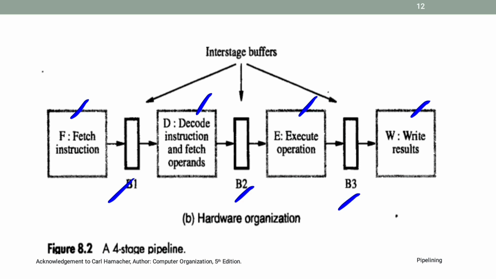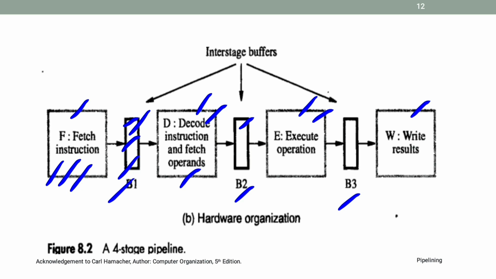So during first clock cycle, first instruction is fetched and it is kept in buffer B1. So during second clock cycle, decode unit will take the first instruction from buffer B1. At the same time, the fetch unit will fetch the second instruction. During third clock cycle, whatever decoded instruction which is stored in B2, that is given for execution. Then second instruction, whatever was fetched and kept in buffer B1, is given for decoding to decoding unit, and the third instruction is fetched and kept in buffer B1.